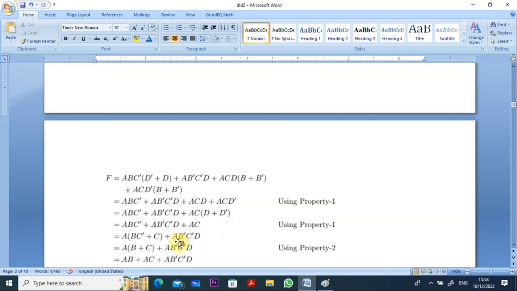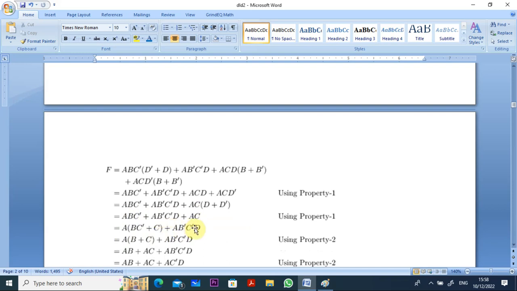Now these are the things available with you. Here, if you take AB complement of C plus AC common, I take A common, it becomes A into B complement of C plus C. Then only one term is available here.